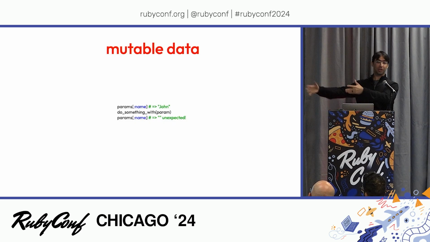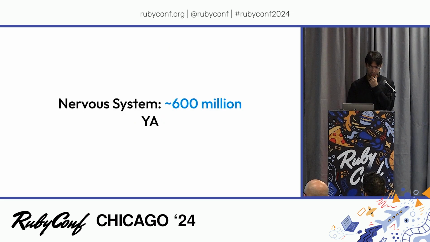So you give them that hash, and they modify it. They mutate it. And then when you call that params name again, you get an unexpected result, which is that the data has changed. I've seen some bugs in our code base with stuff like this where the data mutates, the data changes, and you don't know that it changed. You expect it to be the same. So just something to be mindful of.